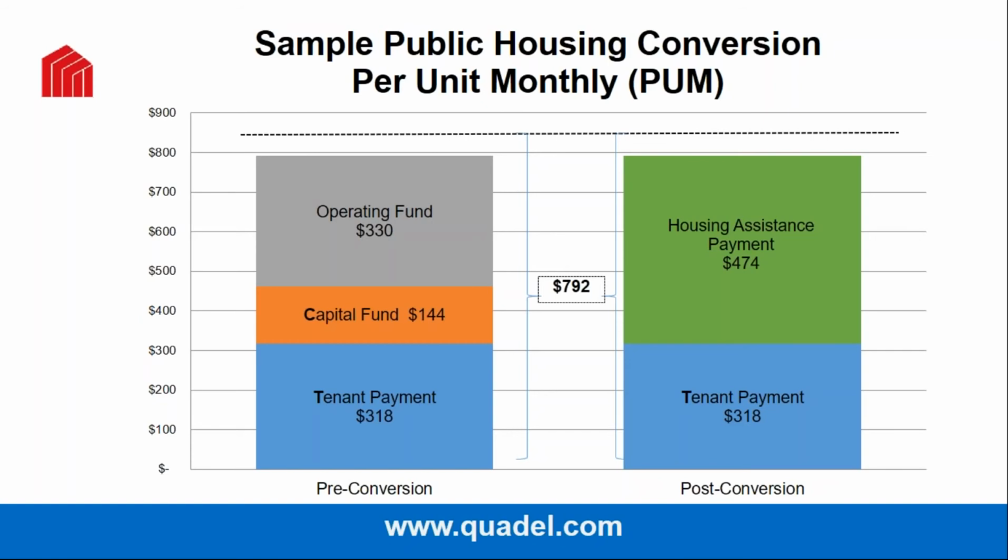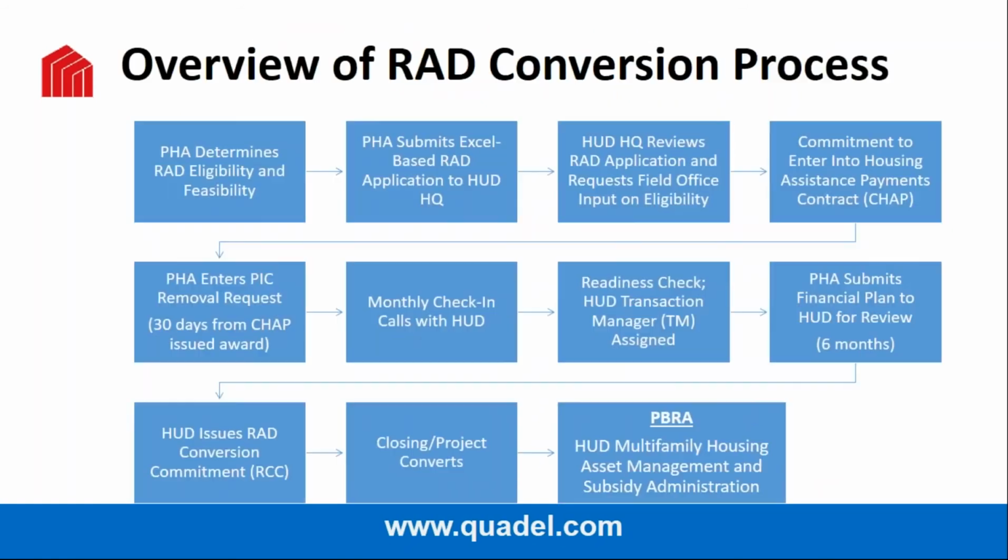post-conversion. But what this screen is getting at is essentially the amount of operating fund and capital fund pre-conversion equates to the housing assistance payment post-conversion, in which case you can see the tenant payment roughly remains the same. So there's no negative impact on the tenant here.